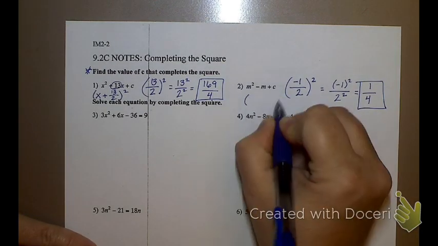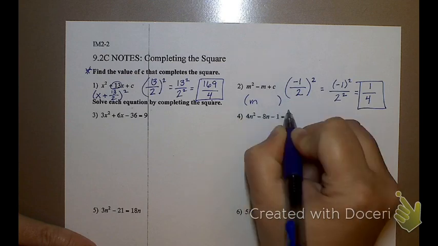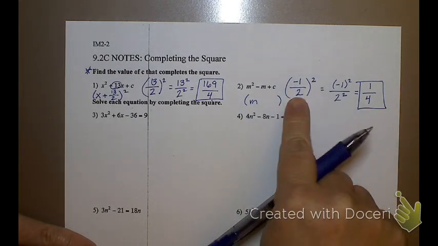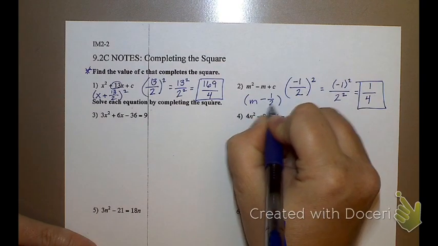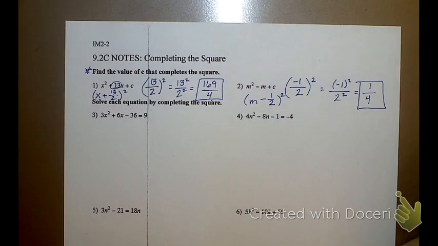And what would this factor into, just for future reference? M. This is -1/2, right? So M minus 1/2 squared. Okay?